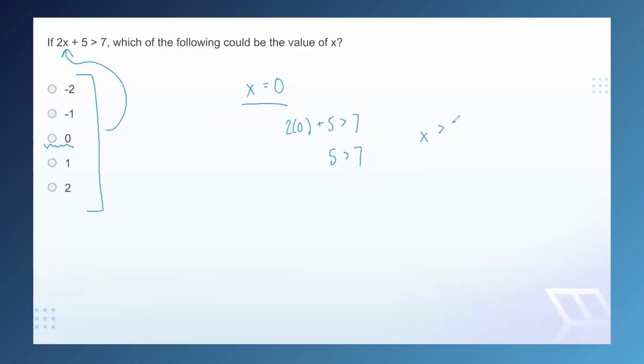So x must be greater than 0. This means that not only can we eliminate our answer choice 0, we can eliminate the answer choices that are smaller than it, so A and B as well. This saves us time by allowing us to focus our time and energy on evaluating D and E.